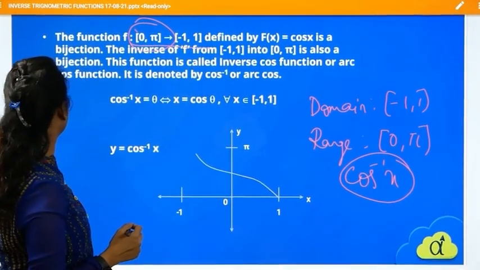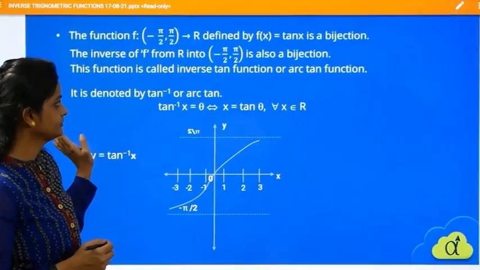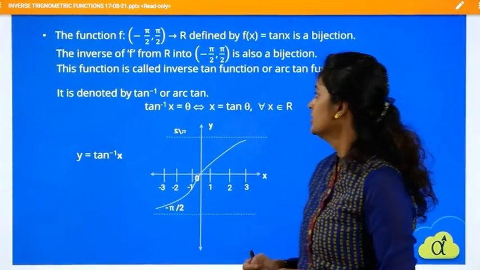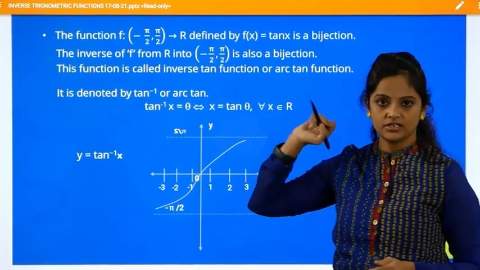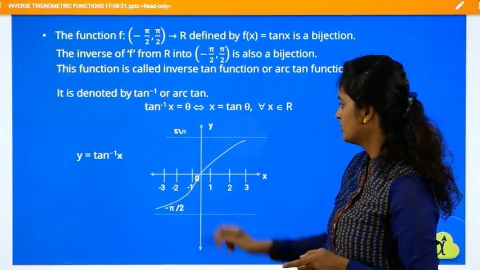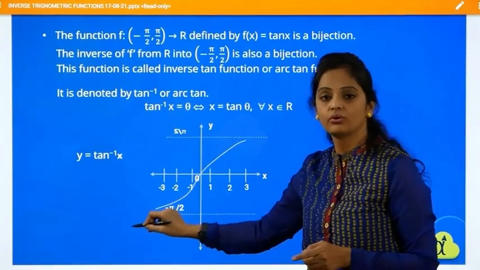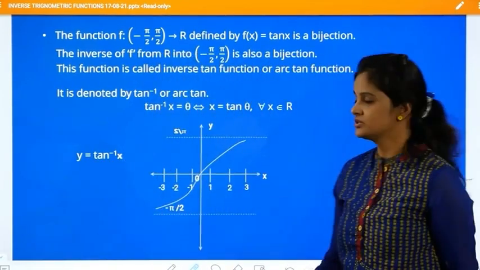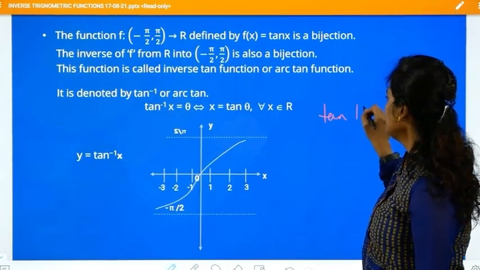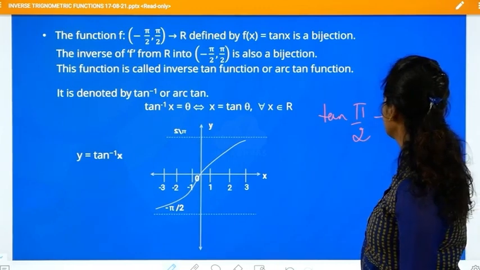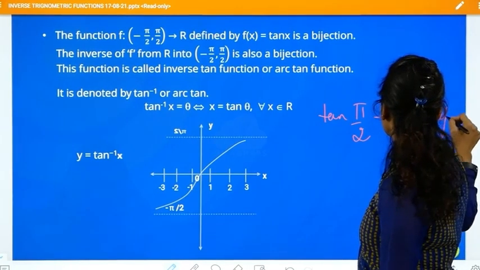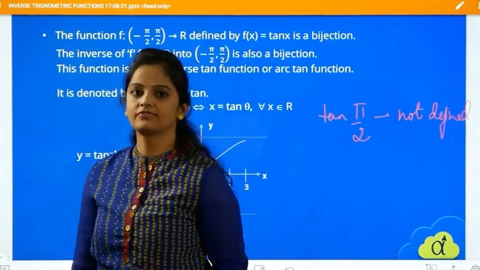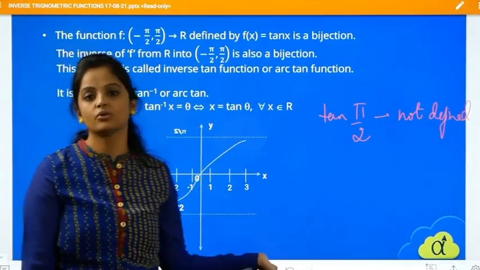When you go to tan inverse, see, F is from minus pi by 2 to pi by 2. You are not taking a closed interval here. You are taking an open interval because this is something which we don't know. Correct? We know that tan pi by 2 is not defined. Tan minus pi by 2 also won't be defined.